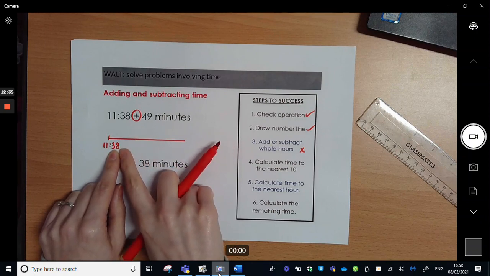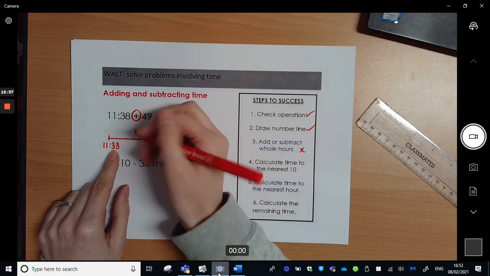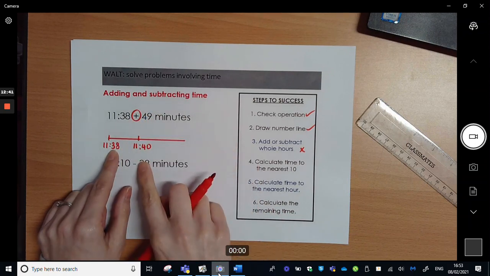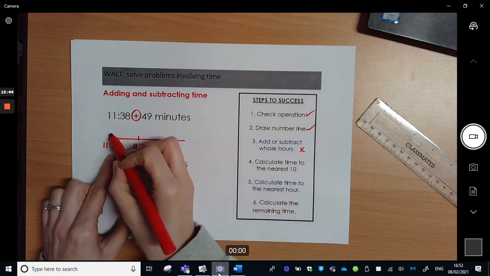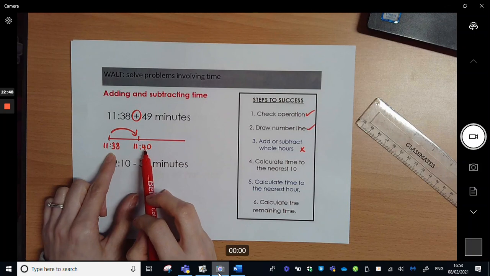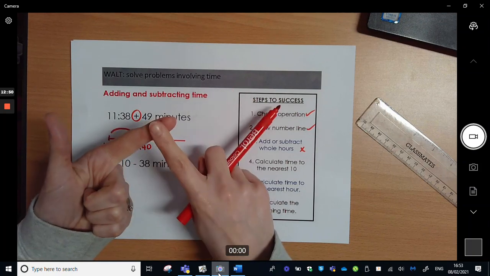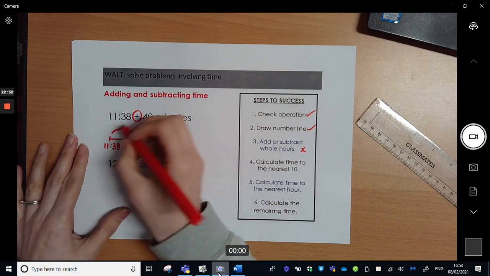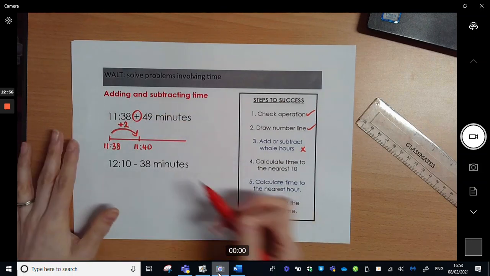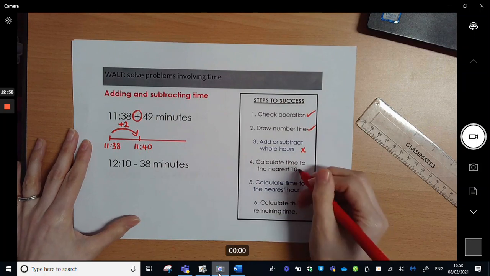Thinking in your head. Hopefully you're saying 11:40 is going to be the next one. So I need to calculate how much time has passed there. So from 38 to 40, 38, 39, 40. 2 minutes have passed. So I'm going to put +2 up there so I don't forget. Okay, so I've already added 2 minutes, so I can tick that off.